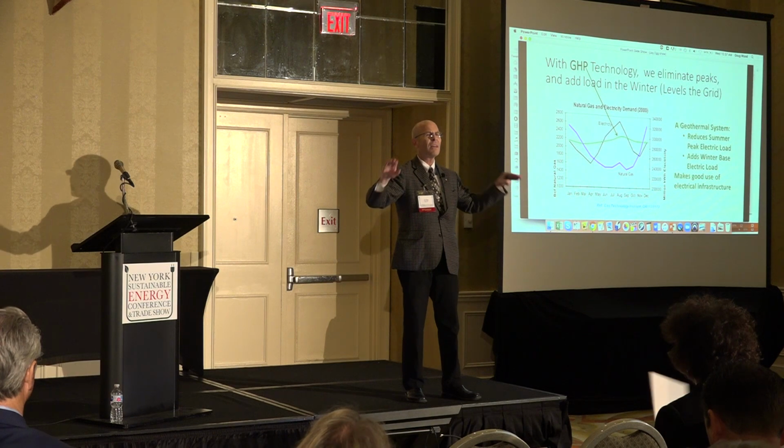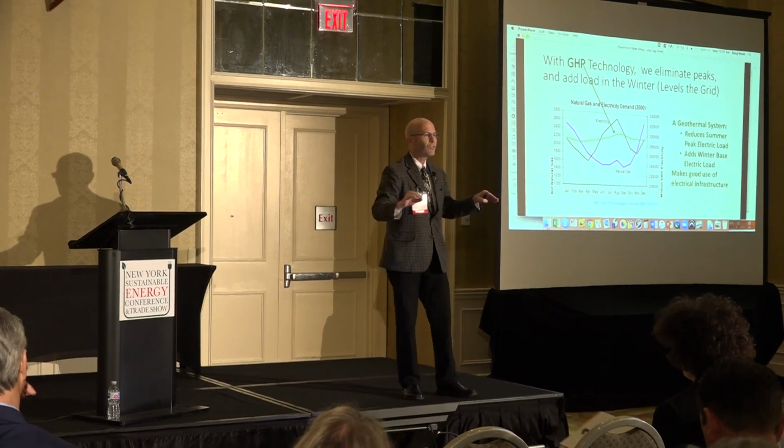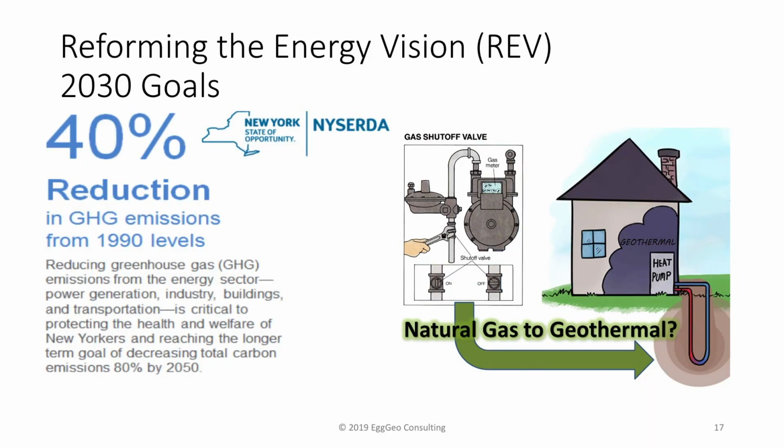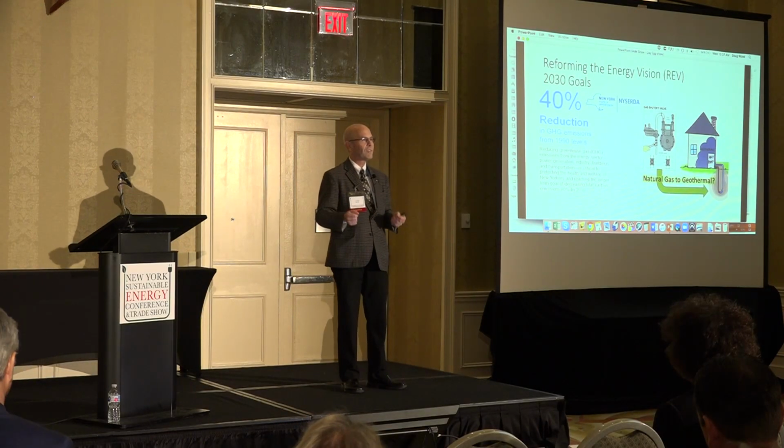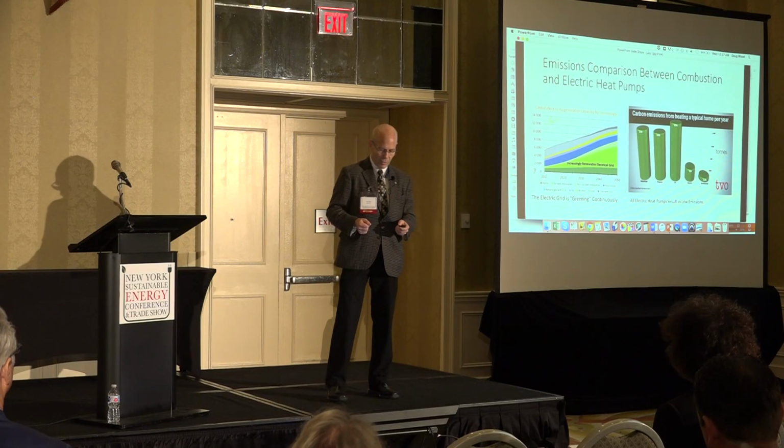But they level it and they optimize the use of electricity year-round. That decreases the cost per kilowatt and increases the efficiency of an electrified society. New York, Reforming the Energy Vision, says we've got to reduce emissions by 40% by 2030. The only way to do that is to turn off the gas. You're right in the middle of it here. We're turning off the gas, and we're going to a renewable, sustainable, clean heating and cooling source.